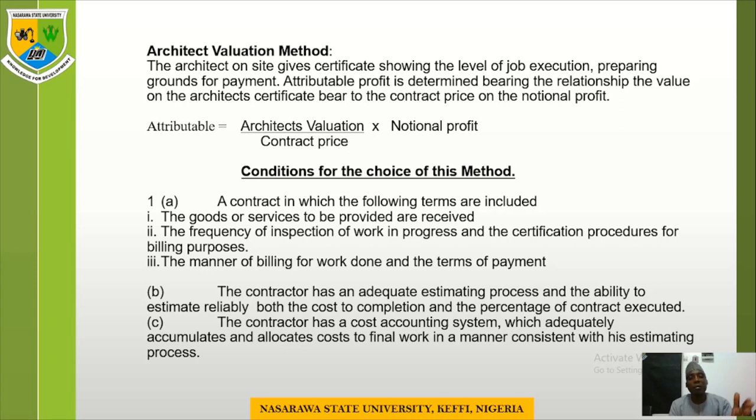The second part of the first condition, paragraph B, is that the contractor has an adequate estimating process and the ability to estimate reliably both the cost to completion and the percentage of contract executed. Then the other condition relates to the fact that the contractor has a cost accounting system which adequately accumulates and allocates cost to final work in a manner consistent with its estimating process. So these are the first conditions that you need to take into cognizance, whether to choose the cost plus method or the attributable valuation method.